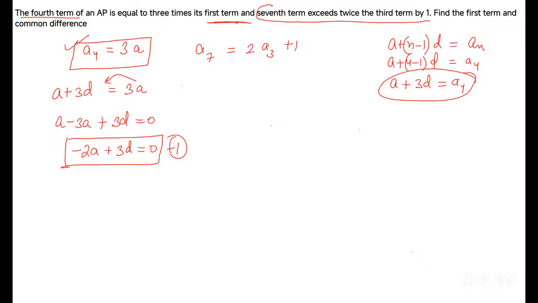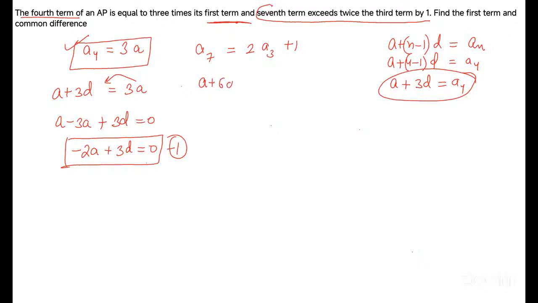Sir, how did you get 3D? See, if A4 is there, then what is the value of N? N is also 4. If I put N as 4, 4 minus 1 is 3. That's why I got 3. So basically, whatever the term is, you have to subtract 1 to get it in the form of the formula. Like here A7 is there, so it will become A plus 6D. Here A3 is there, so it will become A plus 2D. Did you understand? Yes, sir.